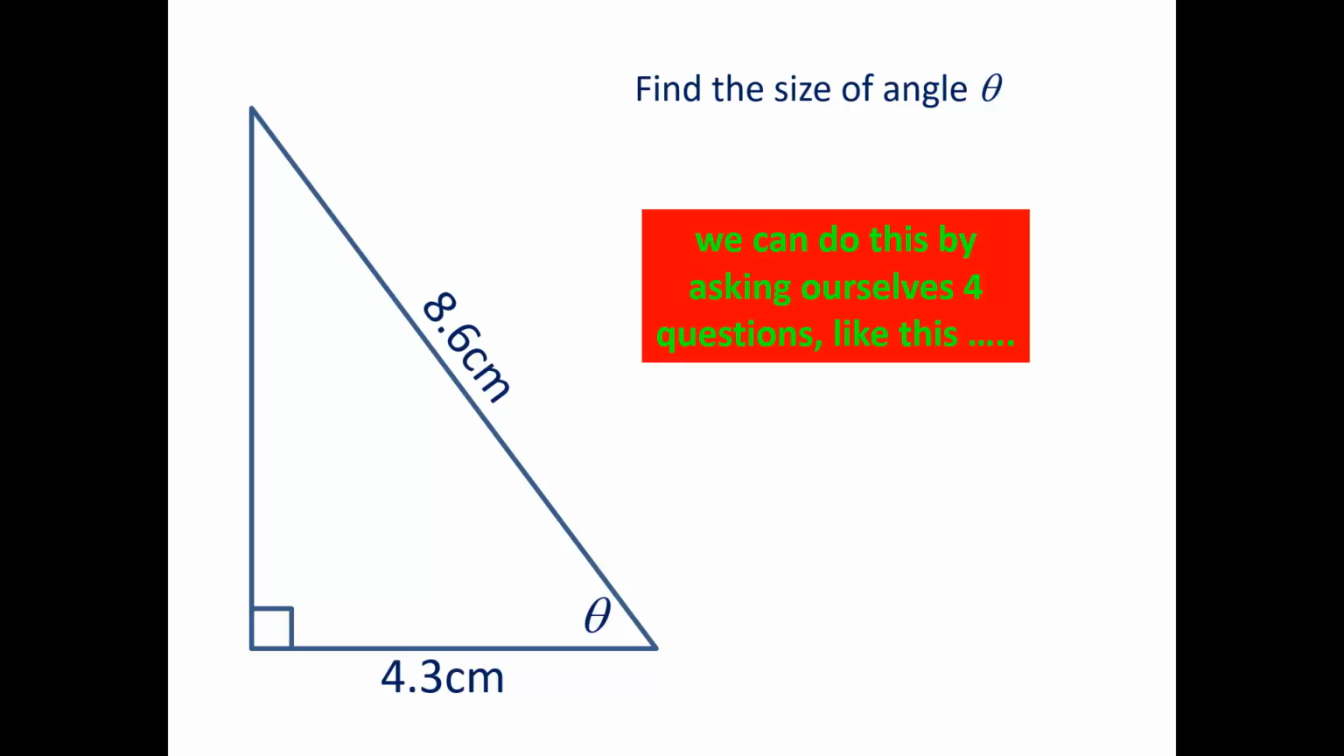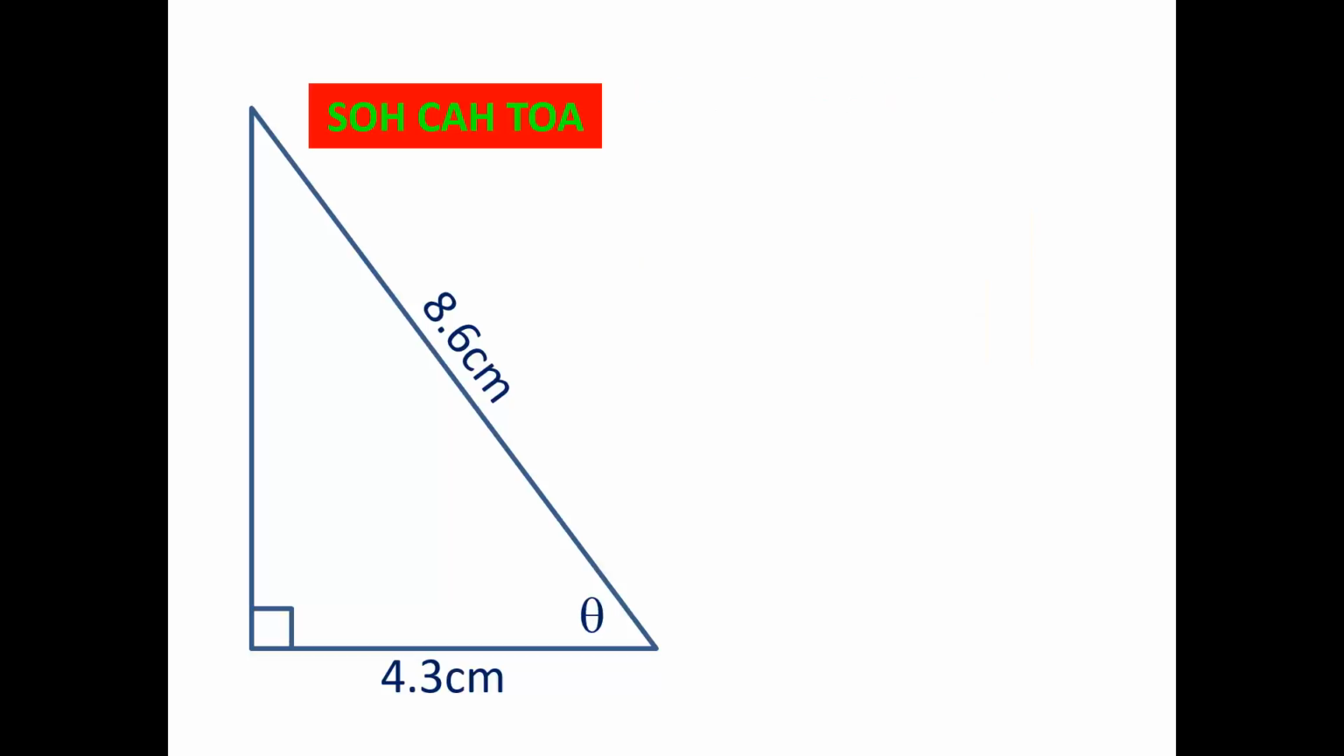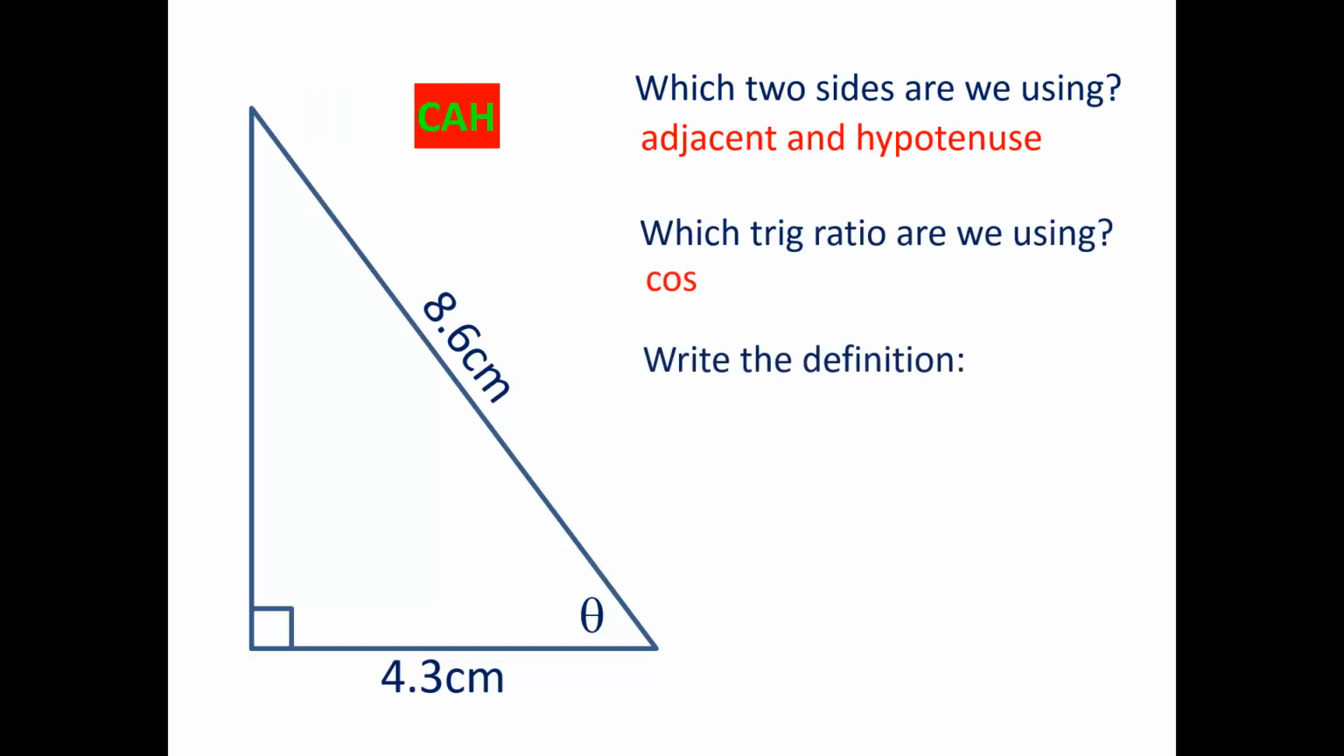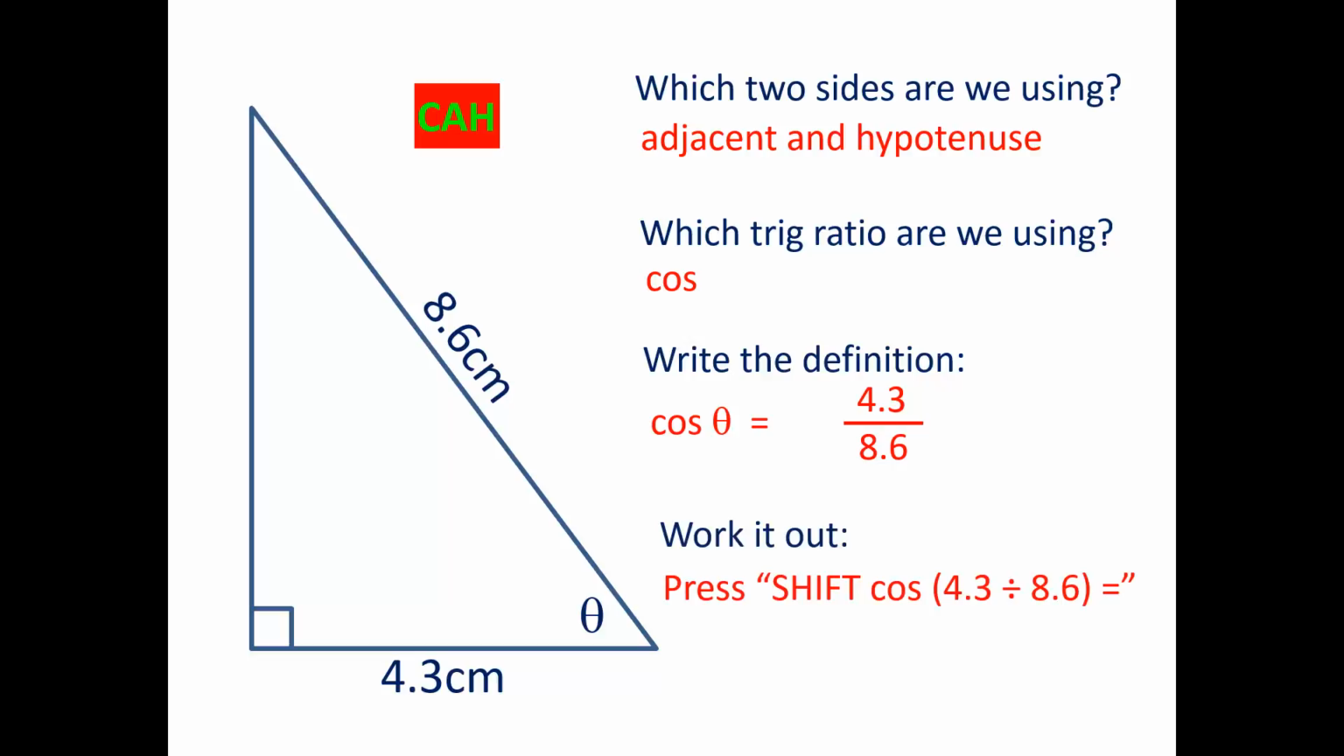Okay, we can do this by asking ourselves four questions with the W's. Which two sides? Well, 4.3 is the adjacent, 8.6 is the hypotenuse. A and H goes with C for cos. Write the definition. Cos is adjacent over hypotenuse, so in this case cos theta is 4.3 over 8.6. Fourth W, work it out. Shift cos, and that gives us theta is 60 degrees. And there we have it. That's how we do those.